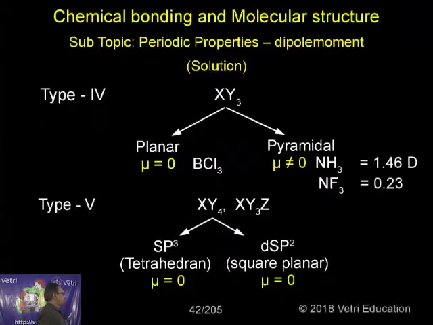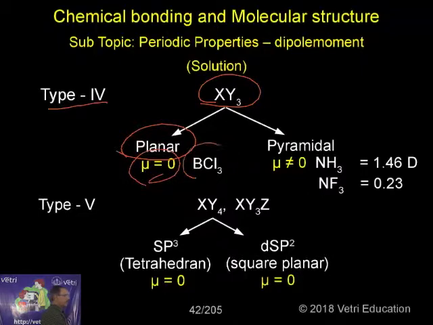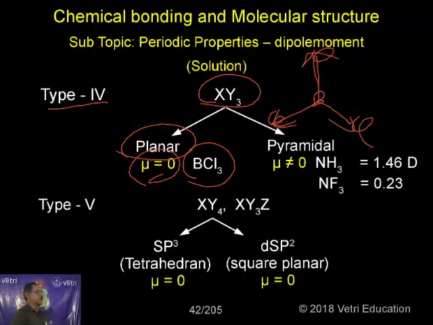Next one, type 4, XY3, like ammonia. Again we have to find out the shape. Kindly follow: if it is planar, mu equals 0. Example, boron trichloride. Because it's a planar molecule, with B and three Cl, all the sides are compensated, so the net result is 0.